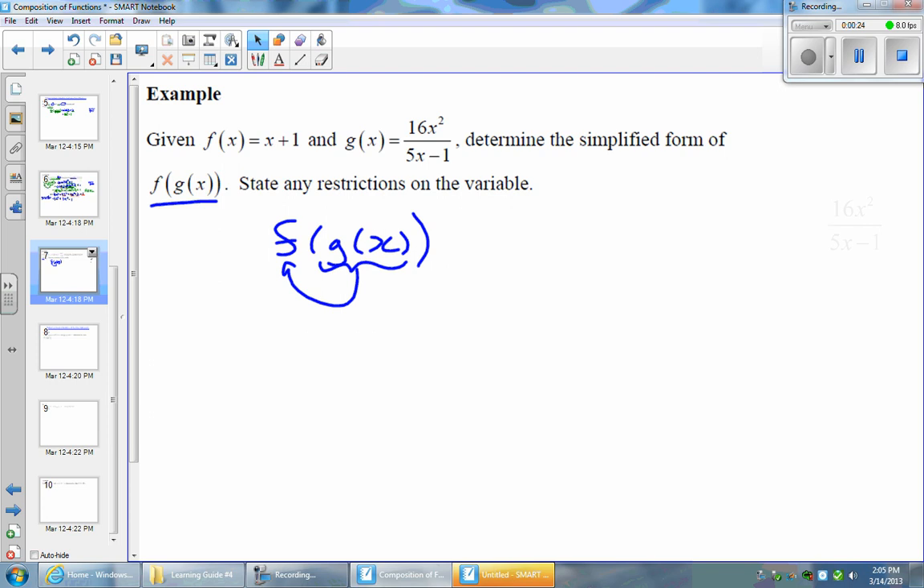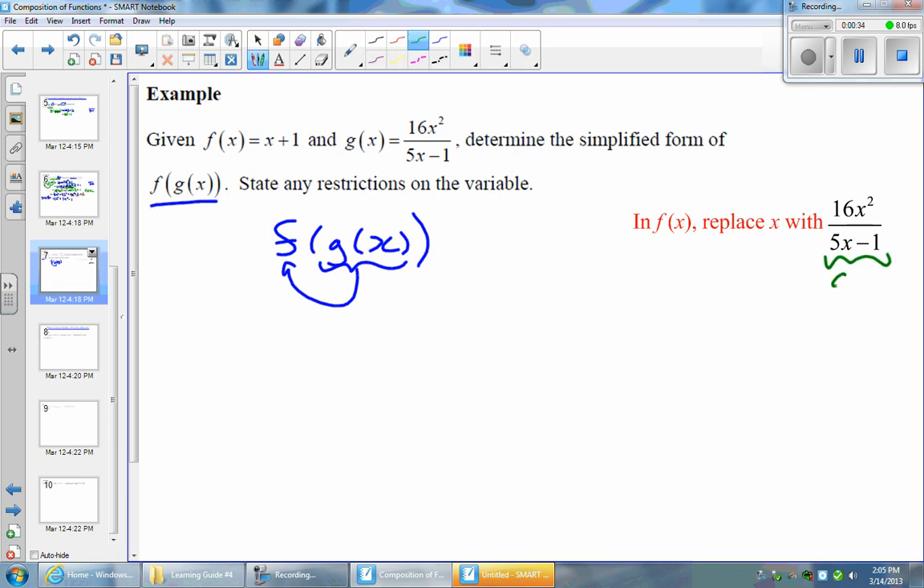So in other words here, my nice little sentence says, in f of x, you're going to replace x with 16x squared over 5x minus 1. And remember, that expression represents the g of x function. So let's go ahead and write that out.